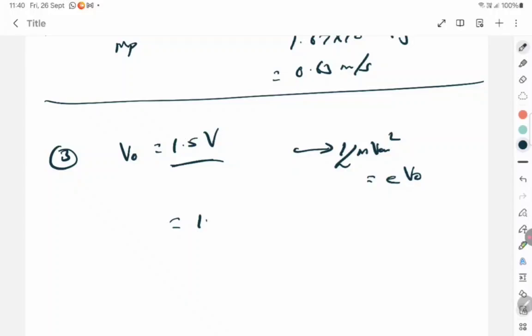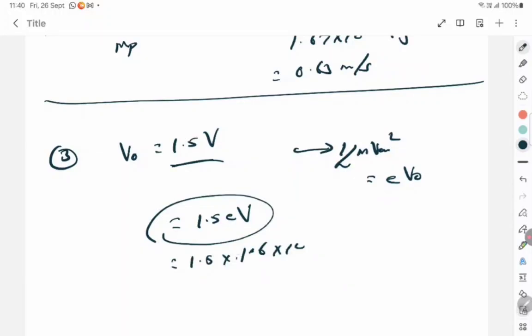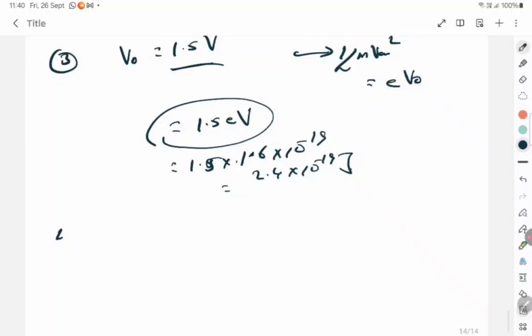You can also write it as 1.5 electron volts simply. You don't even have to convert, because you can write energy in terms of electron volt also. Supposing you want this in joules, multiply by 1.6 into 10 to the power minus 19 and write this as 2.4 into 10 to the power minus 19 joules. Whichever way you can write. So that's the sum. Let's go to the second question.